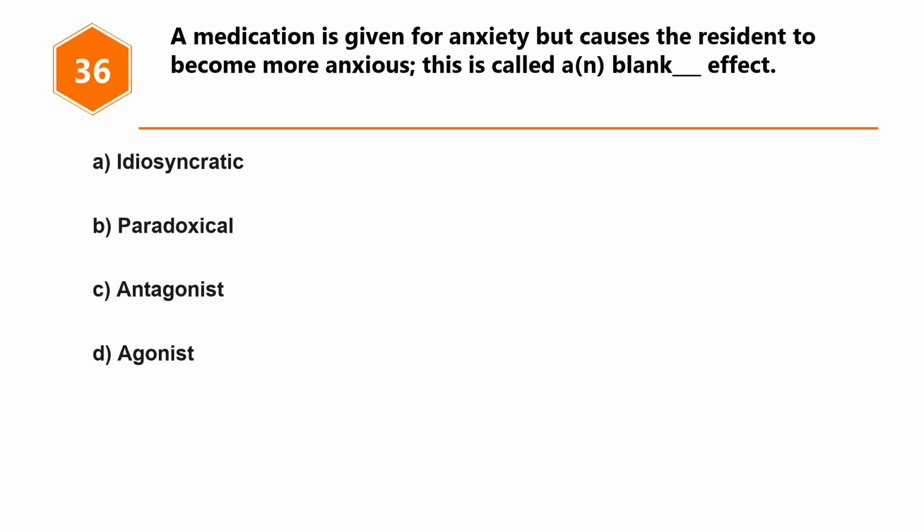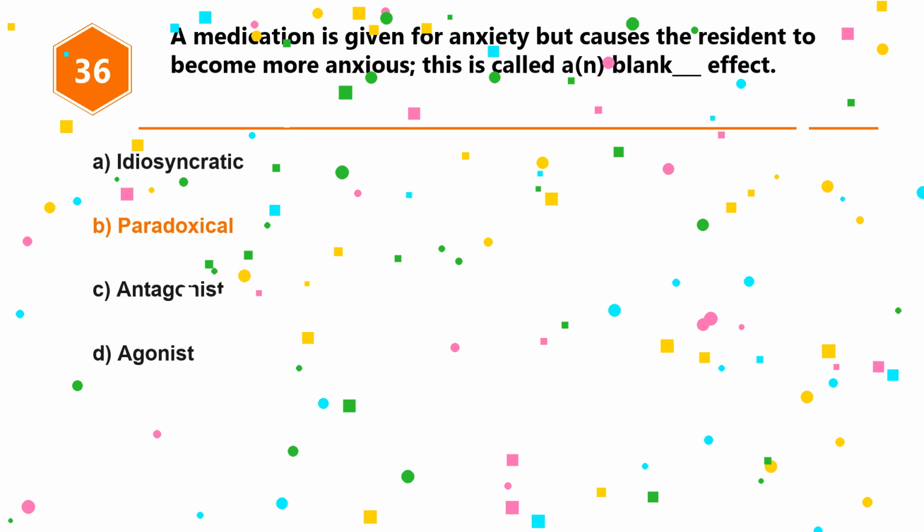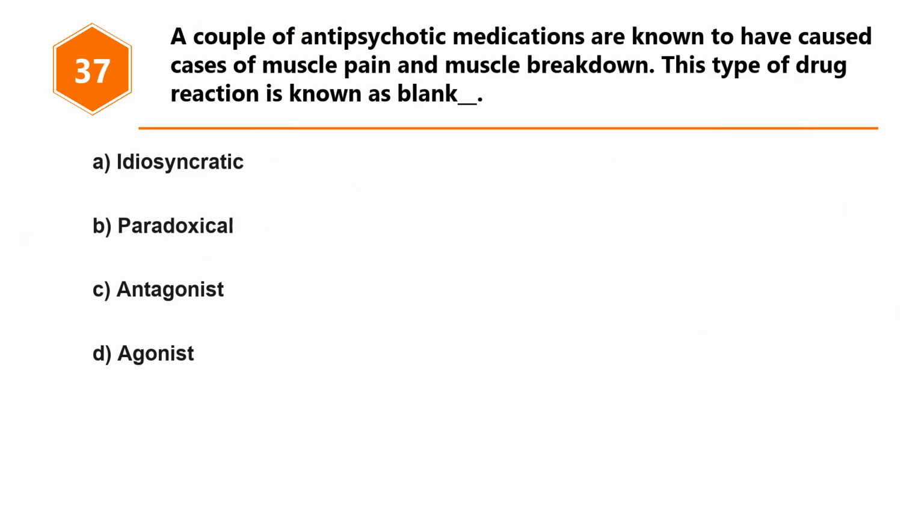Question 36. A medication is given for anxiety but causes the resident to become more anxious. This is called this type of effect. Option A. Idiosyncratic. Option B. Paradoxical. Option C. Antagonist. Option D. Agonist. The correct answer is option B. Paradoxical.